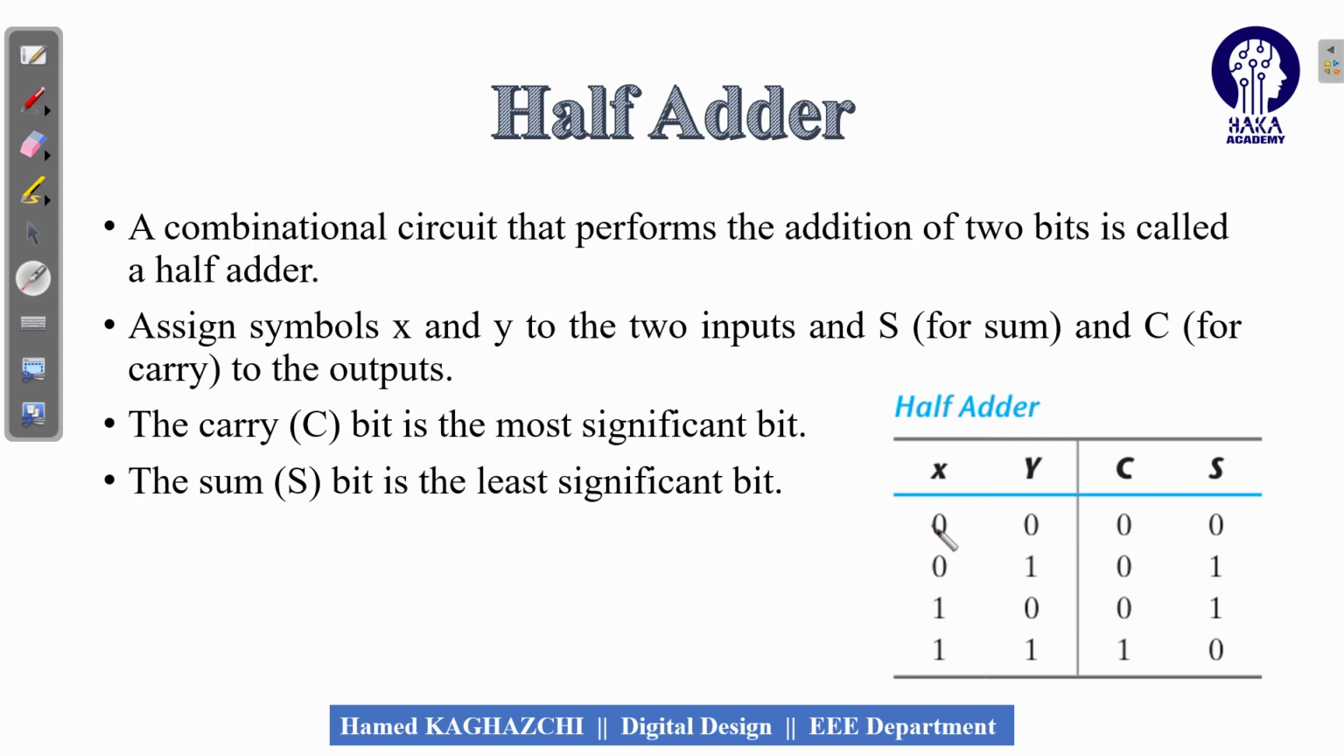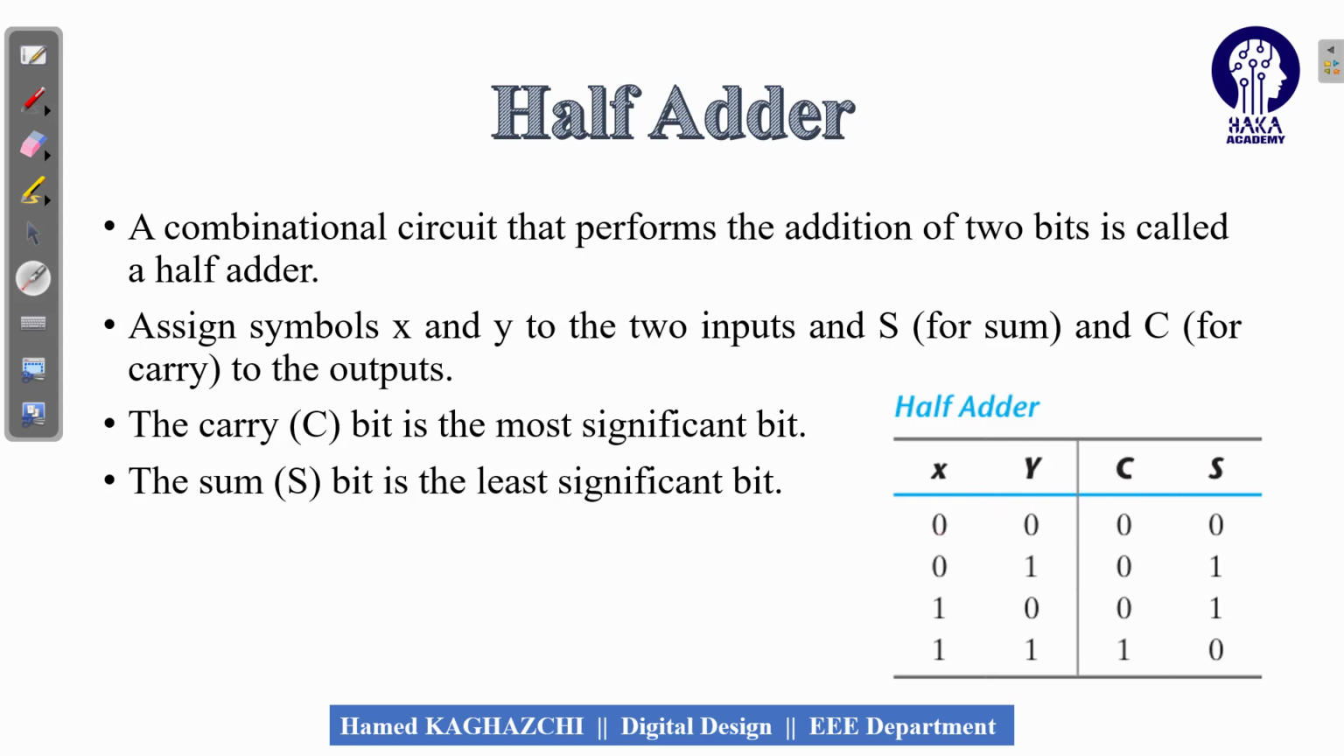So we say that we have four possible combinations for x, y as 2 bits: 0 0, 0 1, 1 0, and 1 1. These x and y are our input. We want to add these two bits together, then find the result. In the result, as output, we have the sum as S and also the carry. We know that when we add these two bits together, we can have a carry.